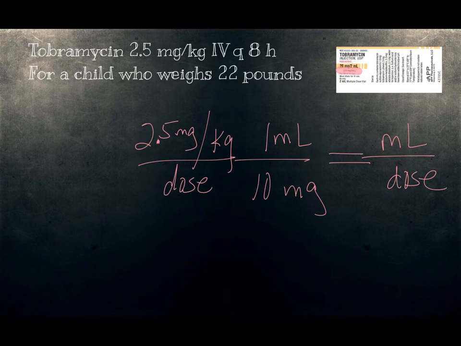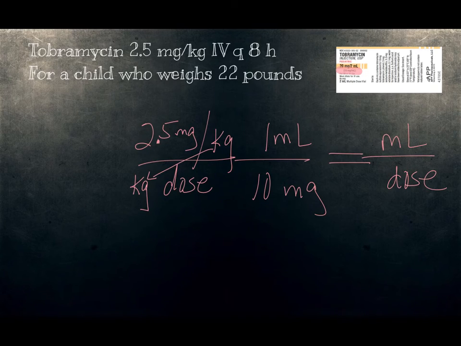Okay, so we have that. Oh, wait, we have something over something over something. How do we get rid of that? Very simply, we'll put it down here. If it's on the bottom, it's on the bottom. It goes next to the dose. Okay? So now we got to get rid of the kilograms.